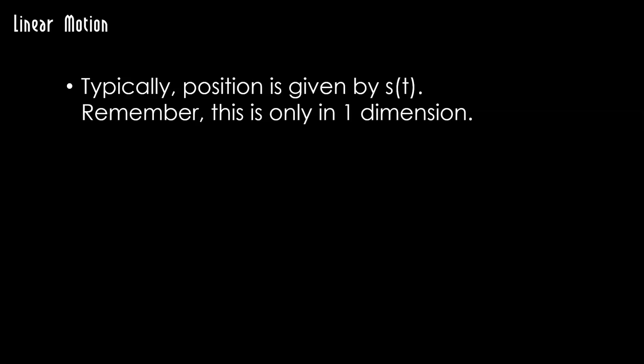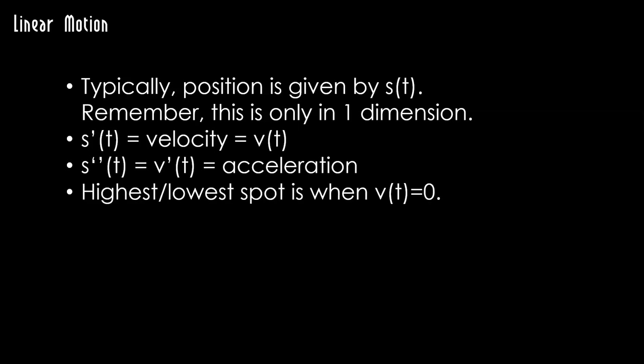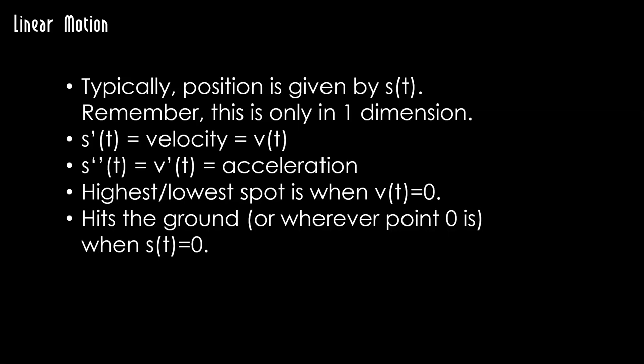So when we study linear motion, typically we use S of t to stand for position. But you have to remember, we only know what's going on in one dimension. The derivative of position is velocity, which is denoted v of t, and the second derivative of position is the derivative of velocity, which is acceleration. The highest or lowest point, or furthest left, furthest right, depending on the extreme of position, is given when the velocity is equal to 0. The thing that's moving hits the ground when S of t equals 0. So we'll practice more of these in class, but make sure you learn this formula. Other than that, these are pretty straightforward.